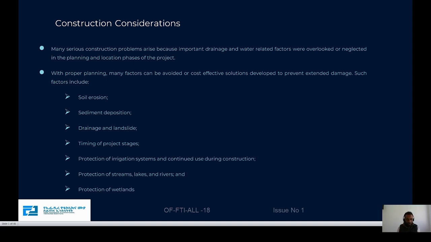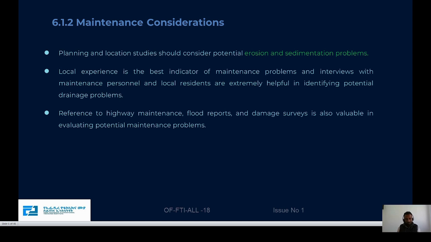So if we properly control the drainage structure, the project time will be decreased. Otherwise there is sliding, extra work, soil erosion, extra work, and sedimentary deposits, causing extension or delay of the project. Protection of irrigation is very important. Protection of streams, lakes and rivers, when construction is near a river or lake, is very important. And lastly, protection of wetlands is also very important.